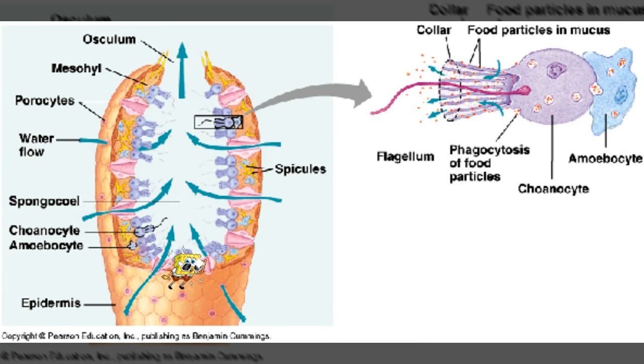So this is a little bit of a more blown up image. You can see here, this is the collar cell, the amoebocyte. So the amoebocyte over here is what distributes, and then the choanocyte over here is responsible for moving the water throughout the cell, and it uses its flagellum to do so. So that's how that works specifically.